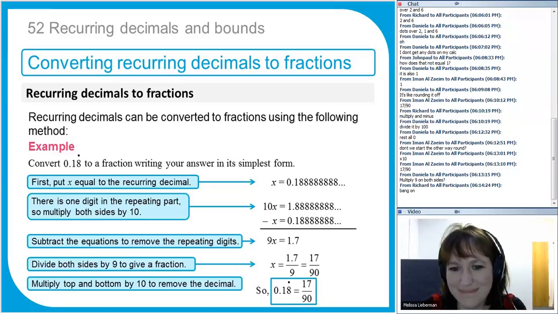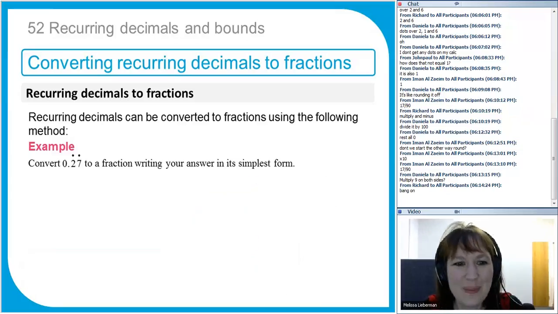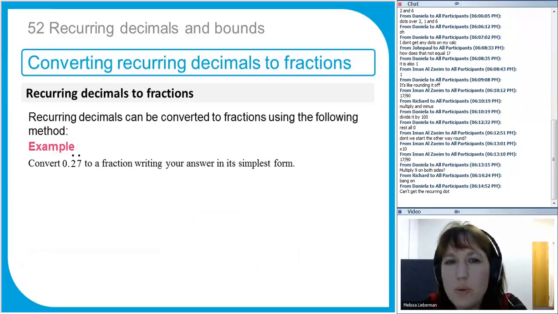Got it? Okay, let's do another example. So this time we've got 0.27 recurring. So how would this look if we wrote it out in full? Can't get the recurring dot.